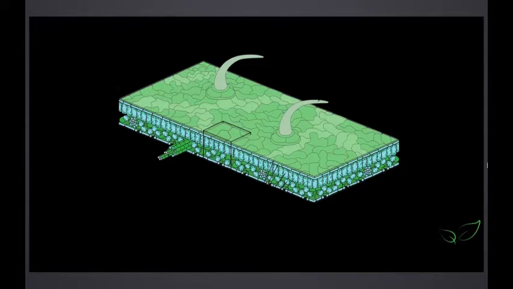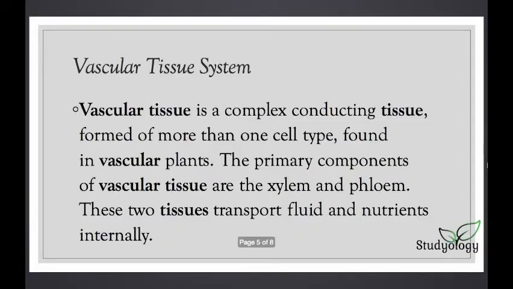Next is the vascular tissue system. Vascular tissue is a complex conducting tissue formed of more than one cell type found in vascular plants. The primary components of vascular tissue are the xylem and phloem. These two tissues transport fluid and nutrients internally. I mentioned xylem and phloem in session 2, so it'll be better if you go see that session first. Vascular tissue is a complex tissue.